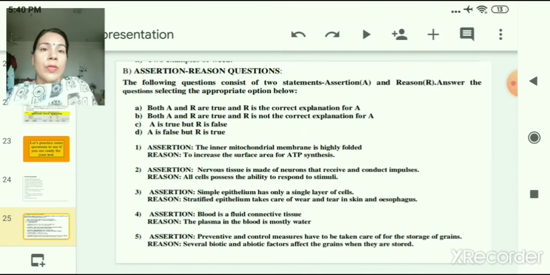So the first question is, assertion is given as the inner mitochondrial membrane is highly folded. That is true. The inner mitochondrial membrane is highly folded. And the reason for this is to increase the surface area for ATP synthesis. So children, what will be your answer? Try to solve this question and try to write the answer. Which option out of A, B, C, D will be the answer of this type of question?